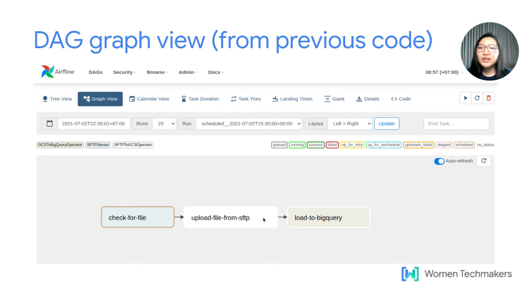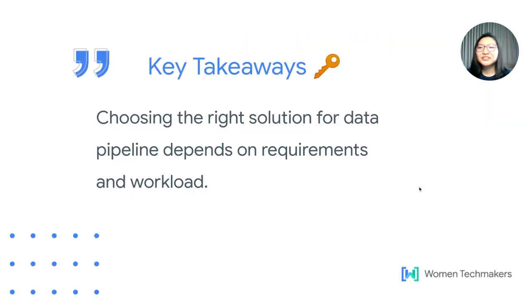And when it loads into Apache Airflow, it will show on the UI like this. Notice the notation on the left-hand side. The brown operator means the GCS to BigQuery operator, the blue one is the SFTP sensor, and the white one is the SFTP to GCS operator. And that is our first pipeline on Apache Airflow.